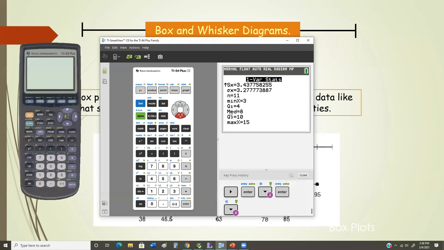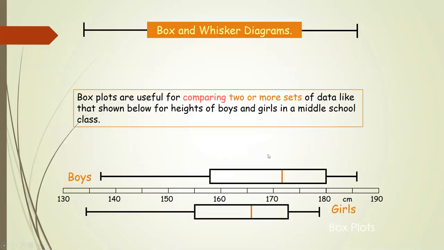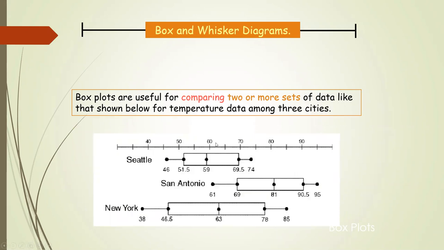Okay. All right, let me just talk about how box plots are useful. Instead of seeing just how the data is dispersed, it's really good for comparing two or more data sets. Like if you look at the heights of boys and girls in middle school, you can infer that the distribution of boys' heights is taller than girls. You can also use it to compare temperatures in cities, Seattle, San Antonio, and New York. Seattle is a little temperate, San Antonio is hot, New York is all over the place. So it's really useful in that sense.